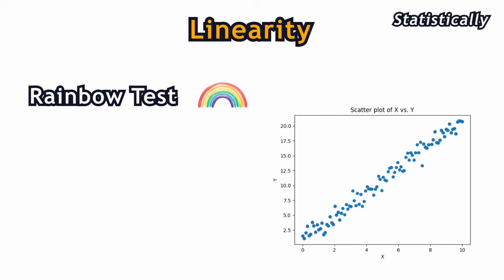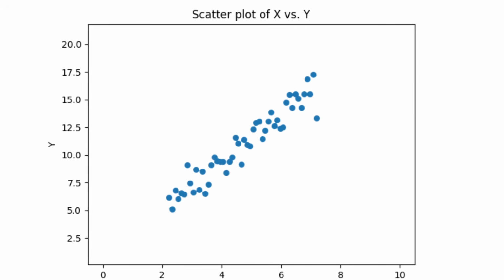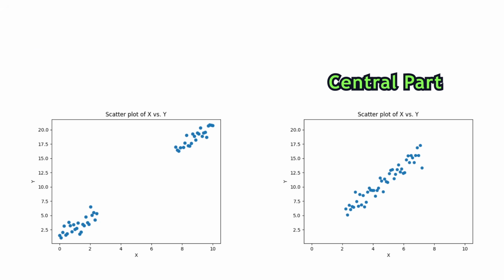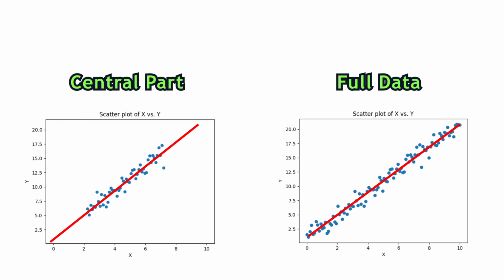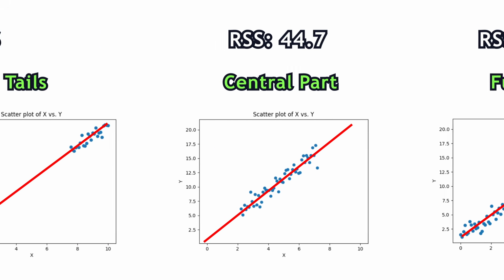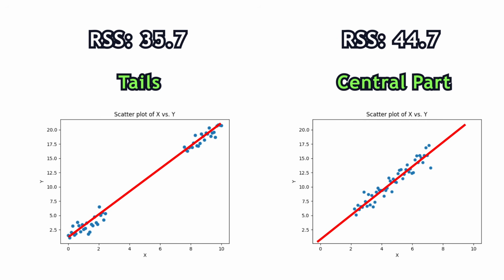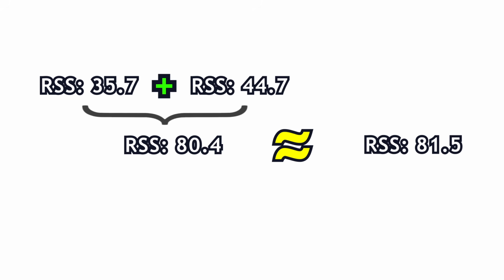The main idea is to separate the data set into two subsets, the central part of the data and the tails. Then fit the subsets and the full data to the linear regression model and get three models. Compare the goodness of fit of all three models. The idea is that if the linear model fits well, the performance of the combined model should not be significantly higher than the performance of the separate models.